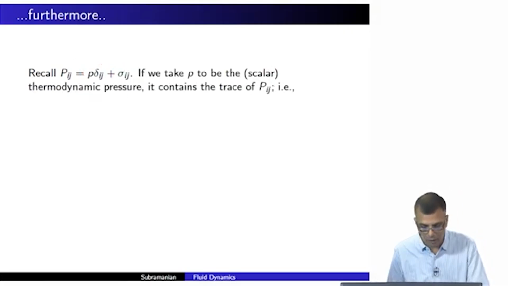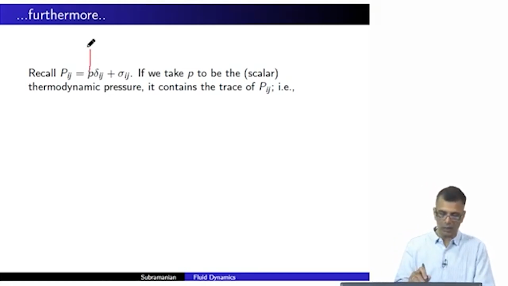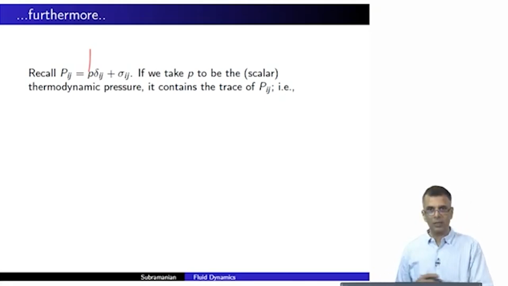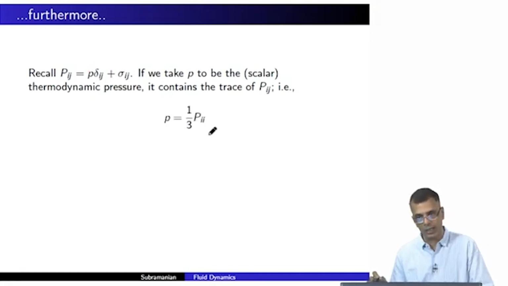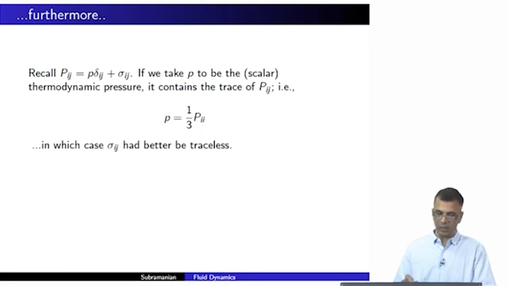So, if we take this small p to be the scalar thermodynamic pressure, it contains a trace of Pij. In other words, I add up the diagonal terms of Pij and that should add up to small p, the thermodynamic pressure. So, the small p is 1/3 of Pii, the sum of all the diagonal elements. And in which case, if this contains a trace, this had better be traceless.